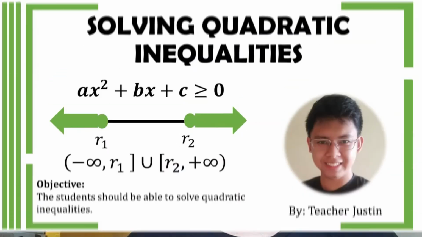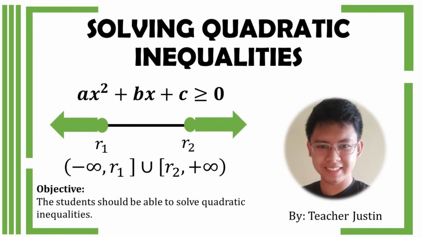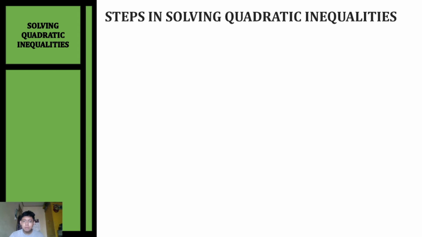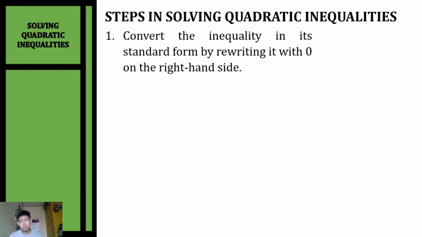On today's topic, we're going to solve quadratic inequalities. Let's talk about quadratic inequality. A quadratic inequality can be written in the form ax squared plus bx plus c less than 0, where a, b, and c are real numbers with a not being equal to 0. Now, the inequality symbols greater than, less than or equal, and greater than or equal may also be used in this inequality. Now, here are the steps in solving quadratic inequality.